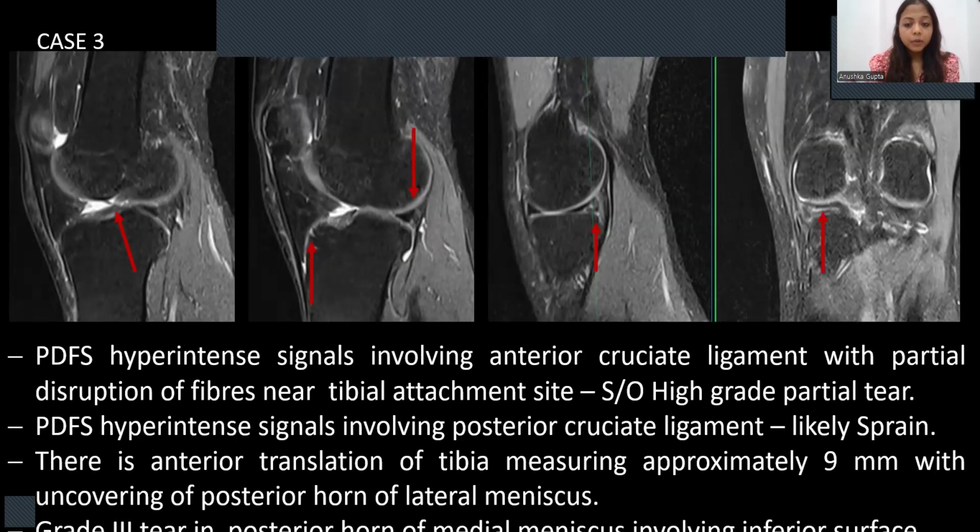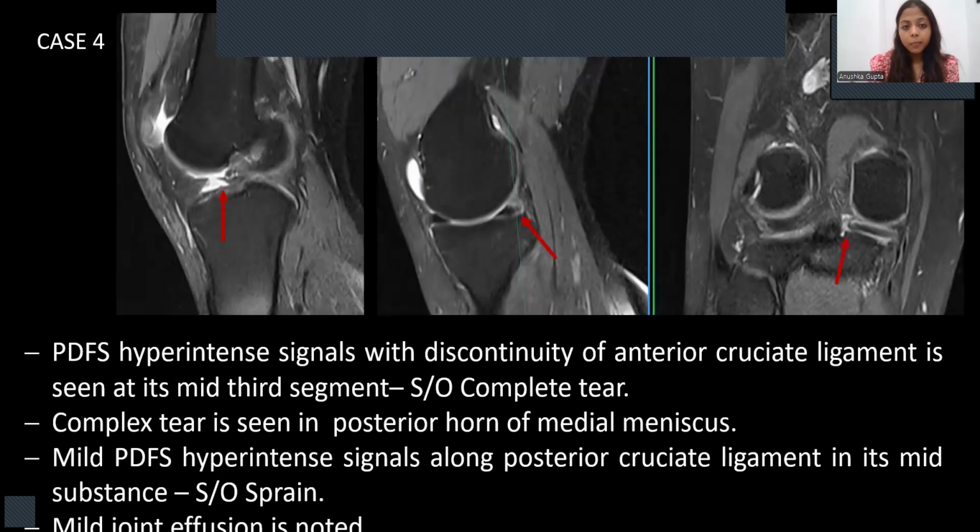This was case 3. Here, high-grade partial tear was noted of ACL with the disruption of fibers near tibial attachment site. Then we could also see sprain in the PCL. Then we could see anterior translation of tibia measuring approximately 9 mm with uncovering of posterior horn of lateral meniscus. And grade 3 tear in posterior horn of medial meniscus involving inferior surface was also seen.